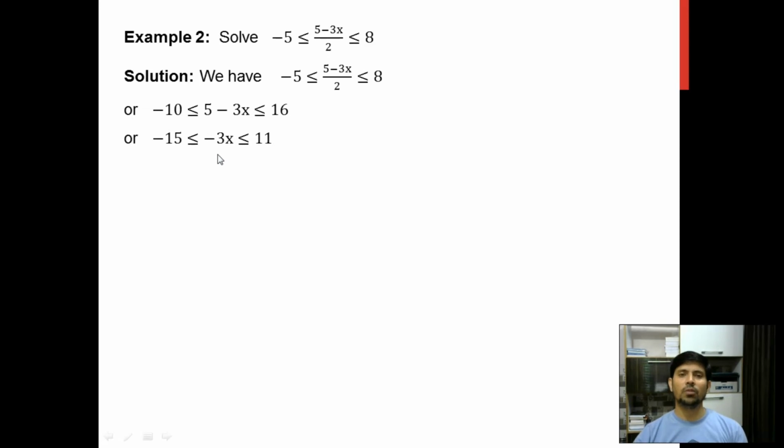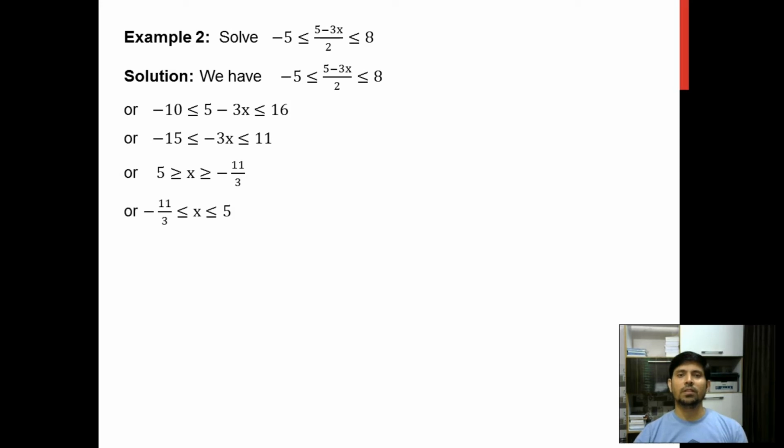But we have to remember, if we are dividing or multiplying by any negative number, then the inequality gets reversed. You can see here this is x, divided by minus 3, this becomes plus 5 and this becomes minus 11 by 3, and the inequality is reversed, that is less than or equal to becomes greater than or equal to. Both the inequalities get reversed because here we have divided with the minus sign.